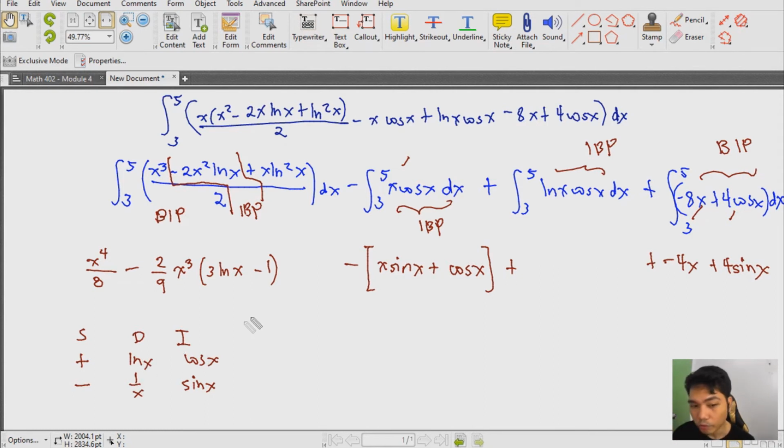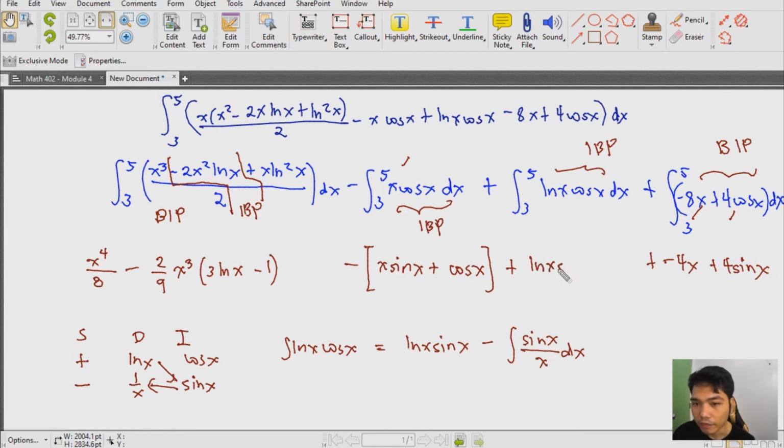So, we can just use the concept of repeating. From this, we could have that the integral of ln of x cosine of x is actually equal to ln of x sine x minus the integral of sine x over x dx, which in this case, we know from our previous discussion, is non-elementary. So therefore you can just leave it like that.